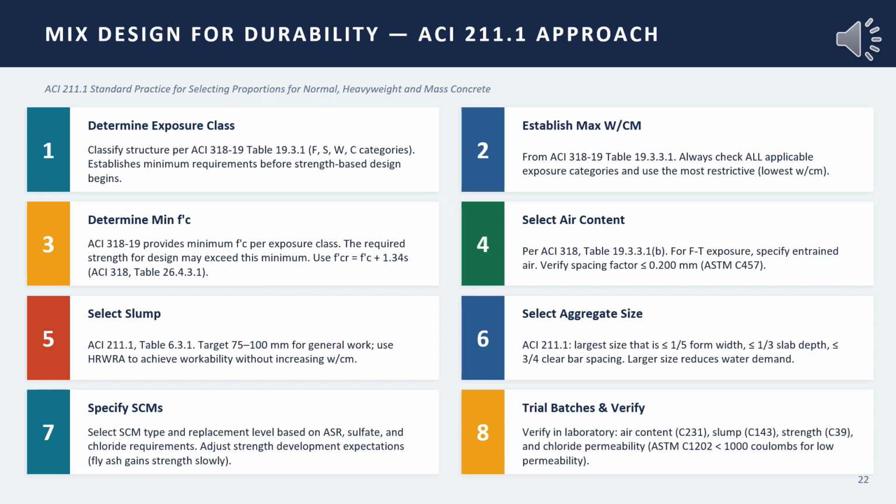Step 7 is specify the supplementary cementitious material based on the exposure conditions. Select that type and replacement level which satisfy the alkali silica reaction, sulfate, or chloride requirements simultaneously. Step 8 is trial batches. Test air content, slump and strength. For critical durability application, also test chloride permeability by ASTM C1202. A result below 1000 coulombs at 28 days indicates very low permeability.